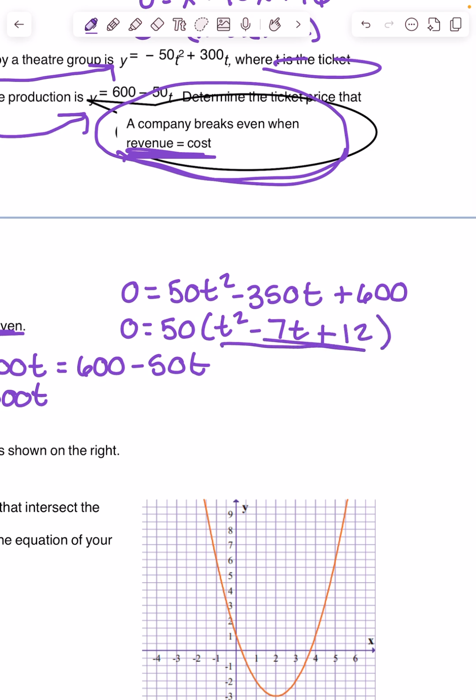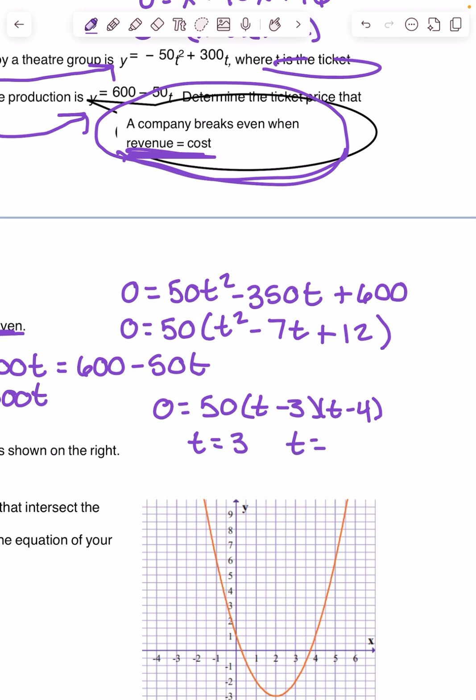And now we should know how to factor this right here. That's just a regular factoring the trinomial. So now it looks like 0 is equal to 50 times t minus 3, t minus 4. And so we get two solutions for t. We get t is equal to positive 3 and t is equal to positive 4.